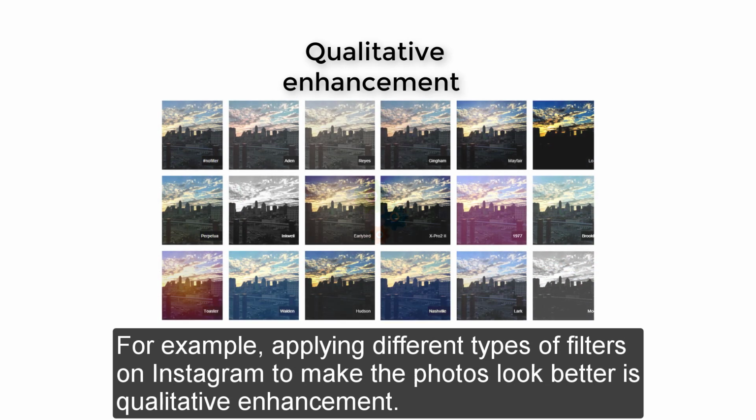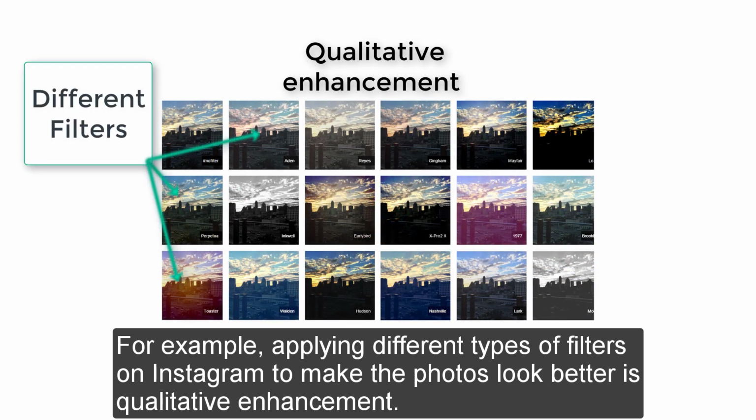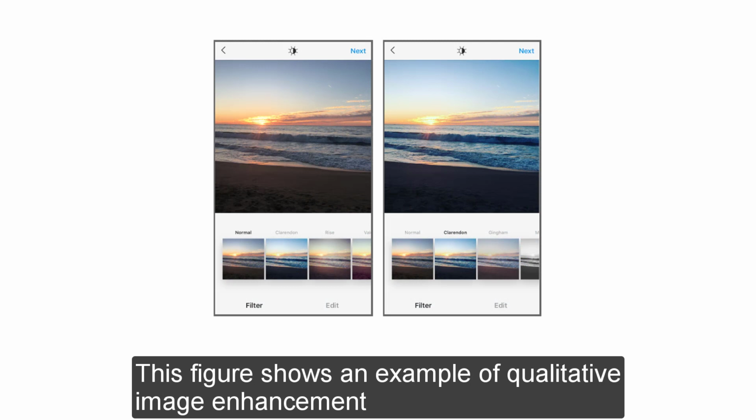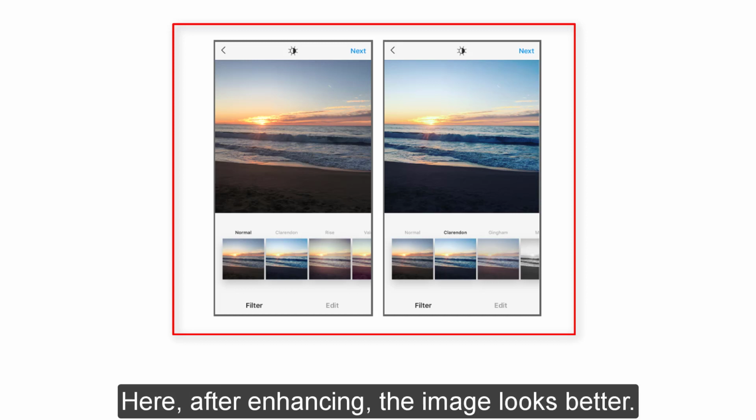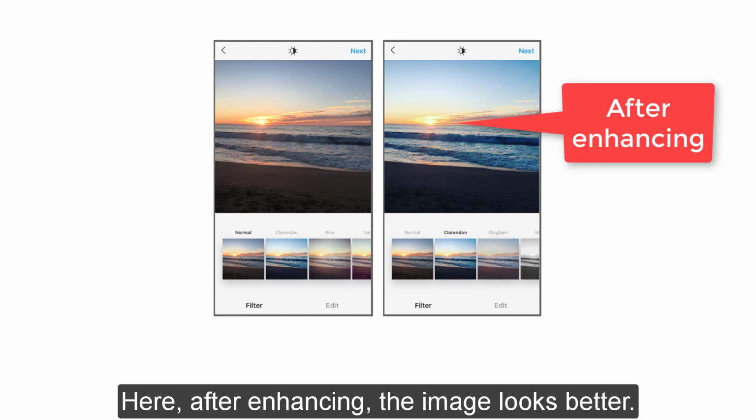For example, applying different types of filters on Instagram to make the photos look better is qualitative enhancement. This figure shows an example of qualitative image enhancement. Here, after enhancing, the image looks better.